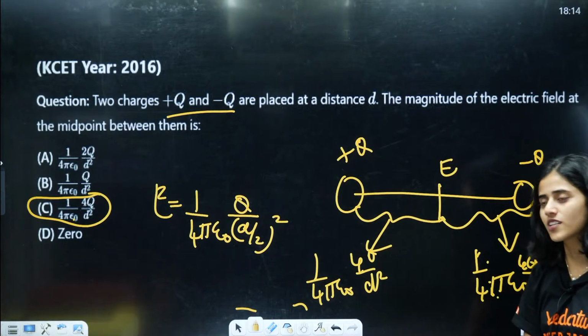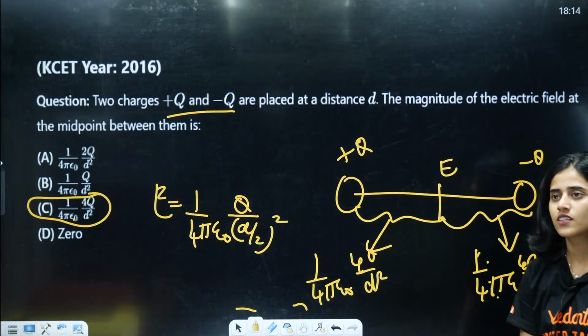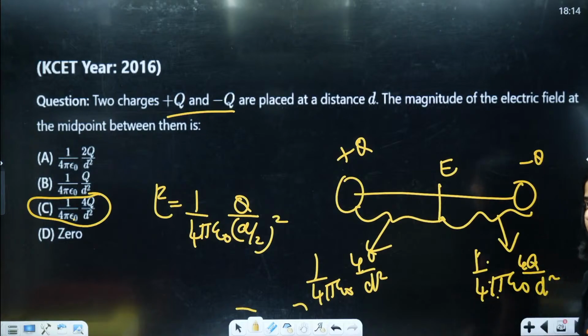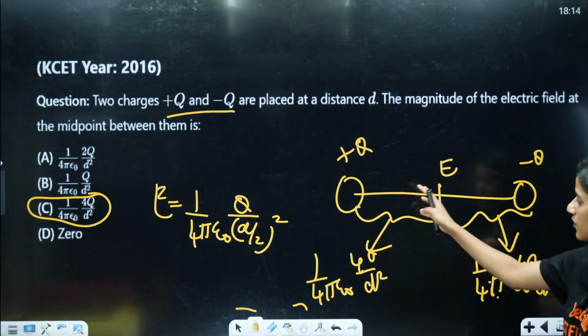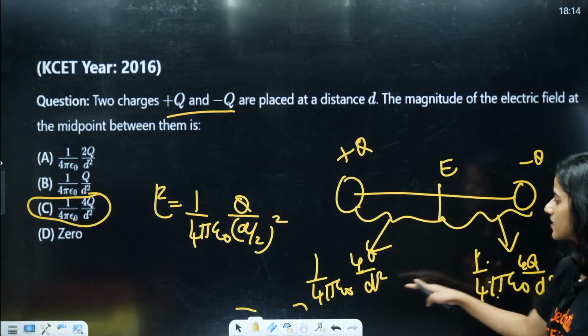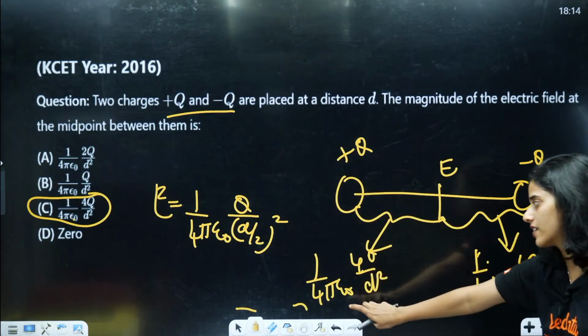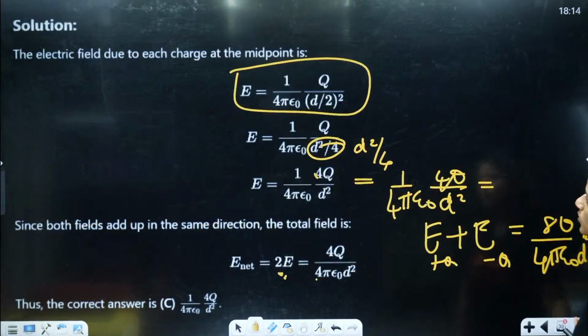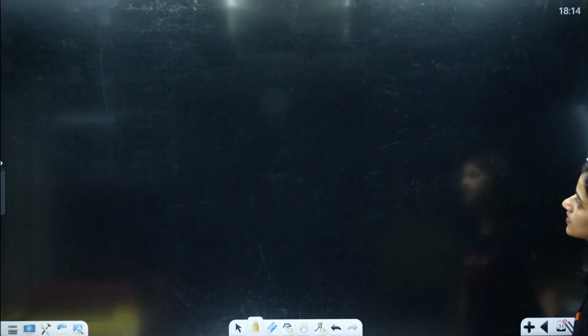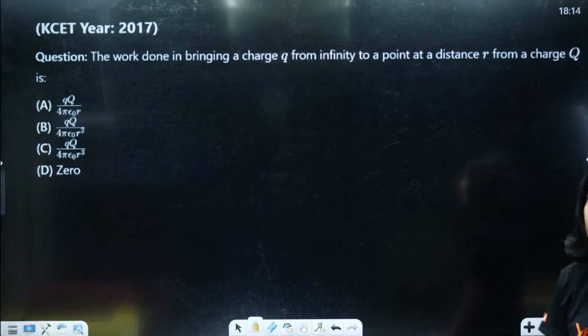If you subtract, you get 0, but why do you have to subtract? You don't have to subtract. You just have to find out. There are two components. Both of these, if you add, you will get the total electric field, but in the question, you only have to write one part. Let's move forward. Okay, next question.